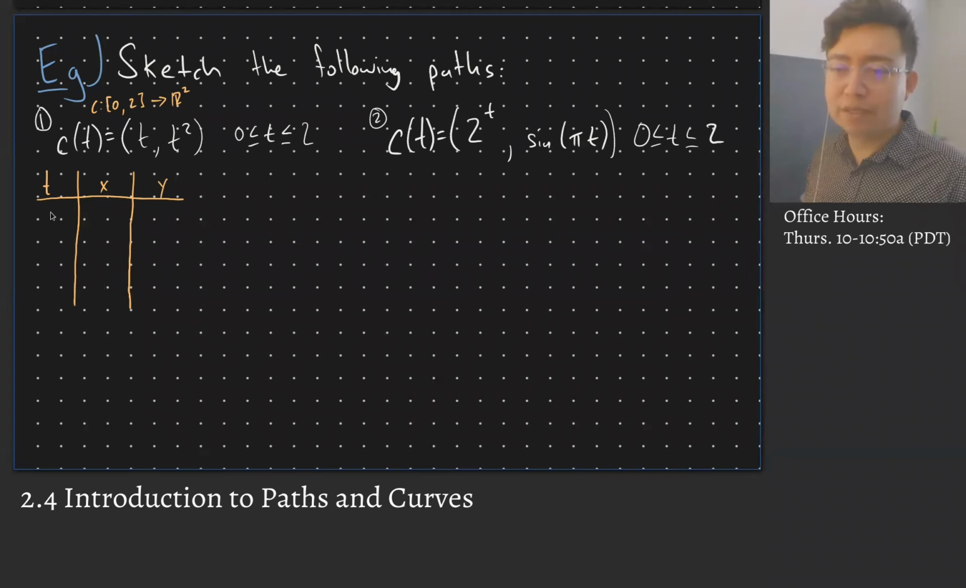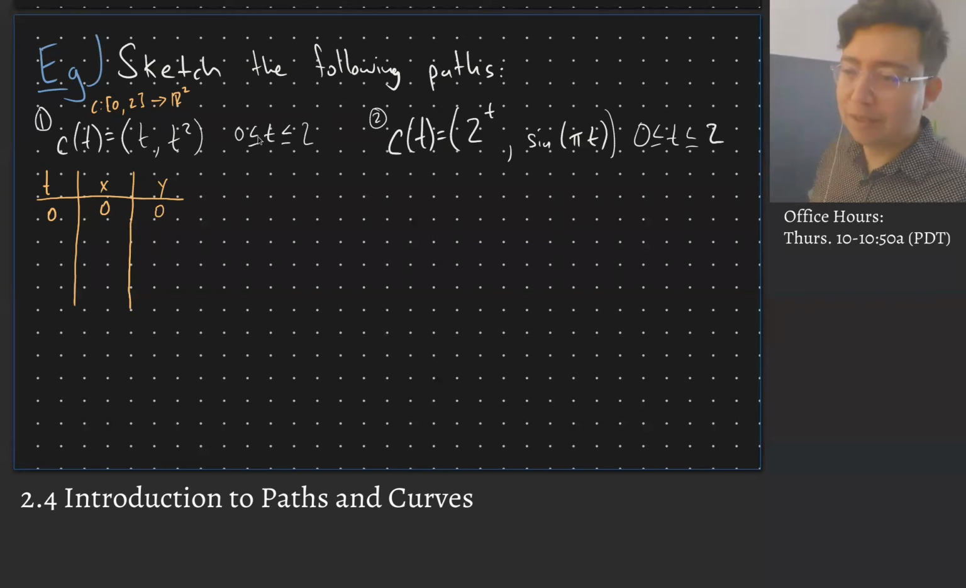Let's start with 0. That's a good place to start. The endpoints are always good. So we plug in 0. Then the x value is just whatever t is. So x is just t, and then y is t squared. So we plug in t equals 0 and we get another 0 there. Okay, so at t equals 0, that was not hard.